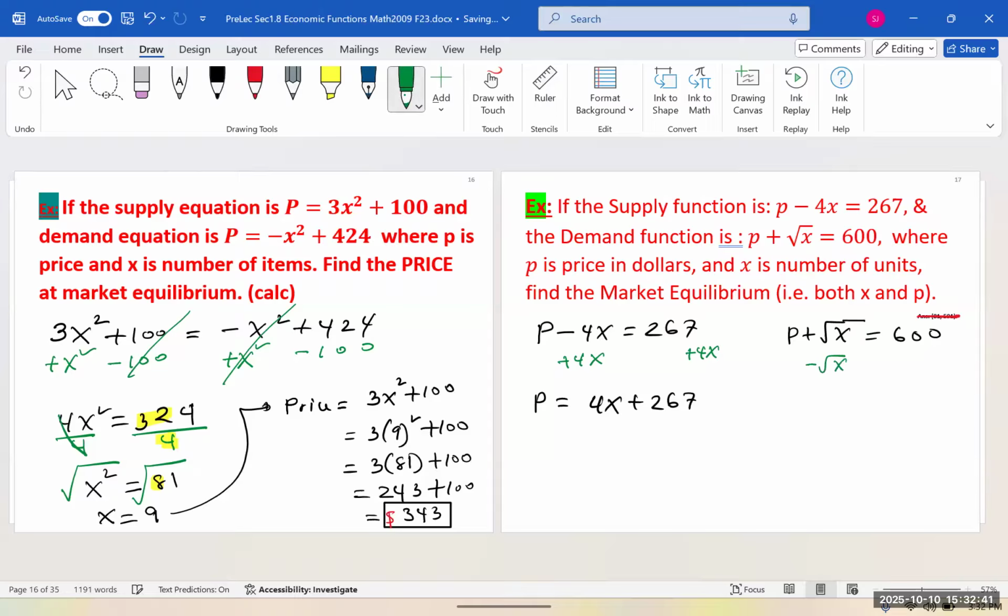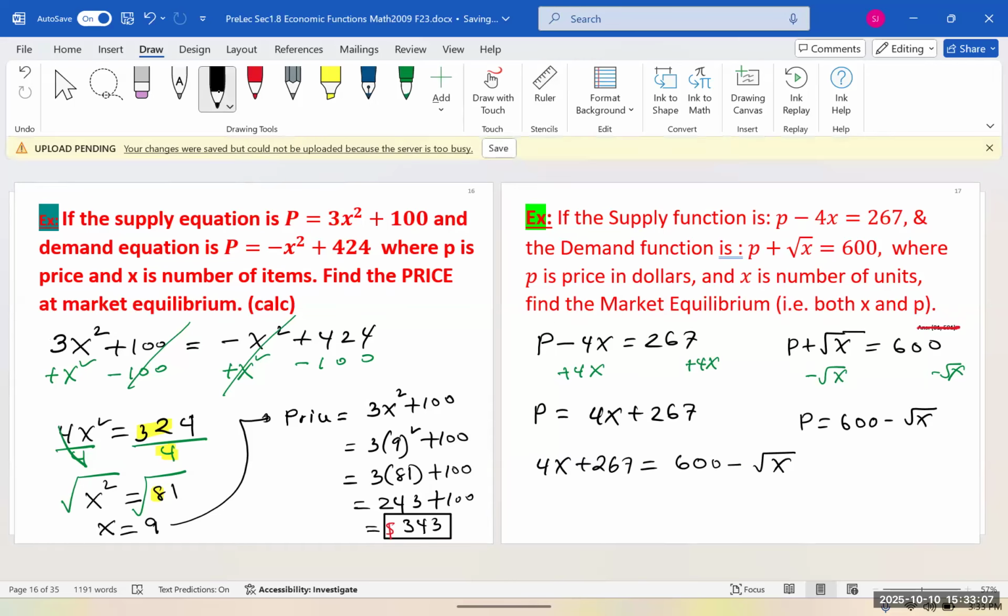Square root of x, square root of x. So P equals 600 minus square root of x. Good. Now we have our P alone, so we know what we have to set equal to one another. So 4x plus 267 equals 600 minus square root of x. That's our market equilibrium.